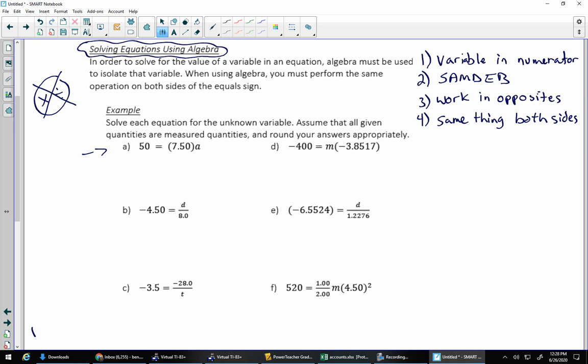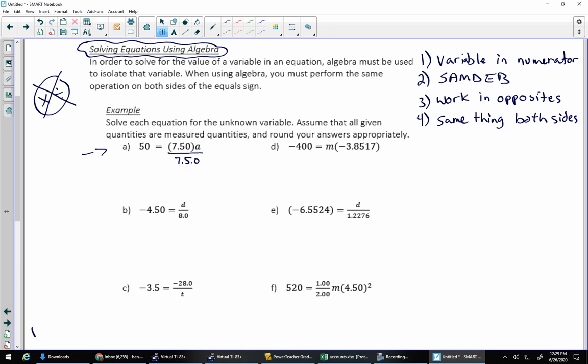Okay, so for this one, I'm trying to solve for A. I am multiplying A by 7.5. The variable that I'm looking for, on the right-hand side of the board, is already in a numerator. There's nothing on the bottom of it, so it's fine. It's all multiplication and division, so I don't need to worry about SAMDEB or order of operations. I'm just working in opposites and doing the same thing to both sides. I am multiplying A by 7.5, so if I want to get rid of the 7.5, I need to divide by 7.50.